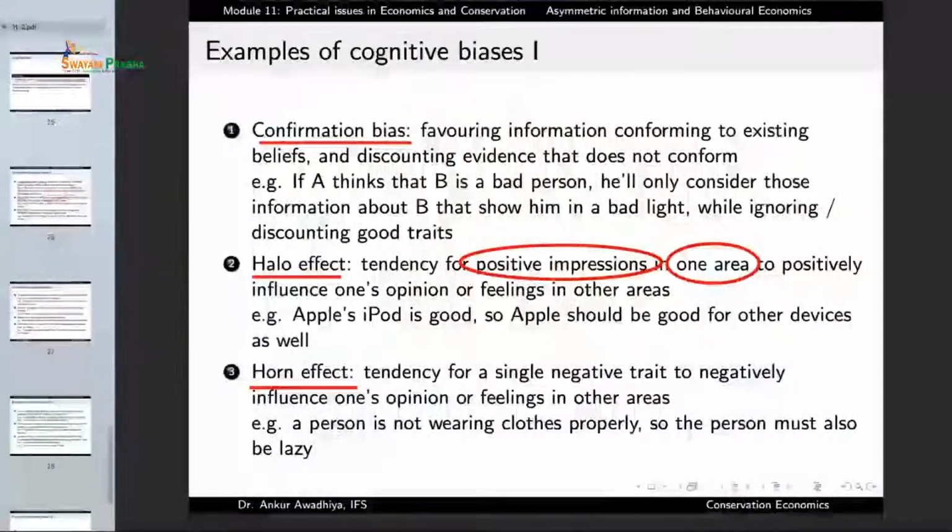So in the case of the horn effect, a single negative trait negatively influences one's opinion or feelings in other areas. In the case of conservation, we have observed examples in which a national park was built and, say, in a village of 100 families, 95 families wanted to move out. Because in any case, who wants to live in the center of a jungle surrounded by animals? Everybody wants to be a part of the mainstream. And whenever a national park is made, people are given a very large sum of money as compensation to move out.